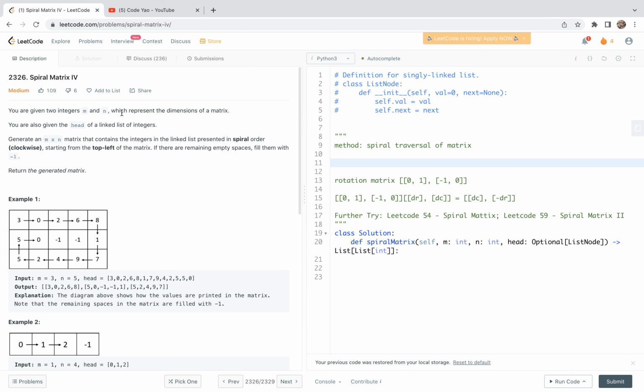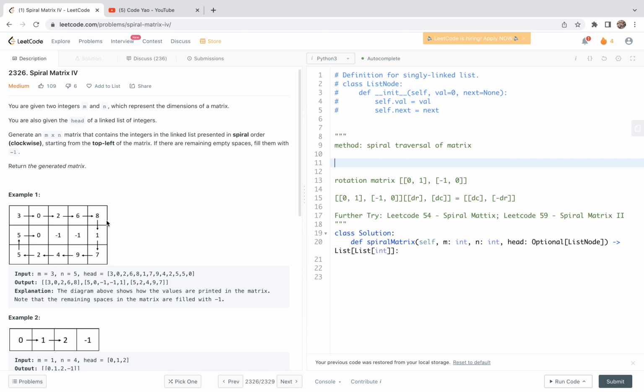For this problem, we're going to share a solution using the rotation matrix. First I'll read through the statement of the problem, then analyze the method and explain the idea. And then we share the code and explain in more detail about the rotation matrix.